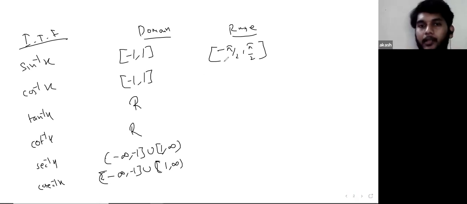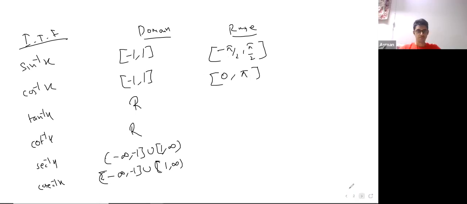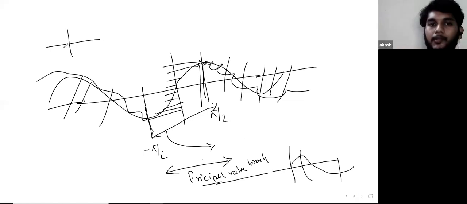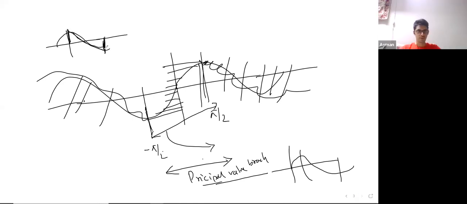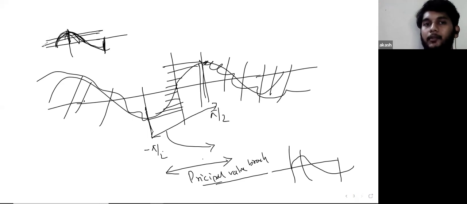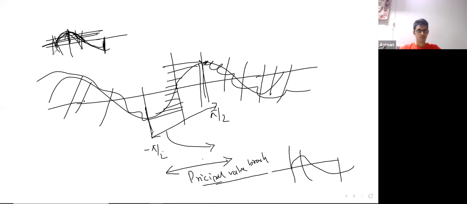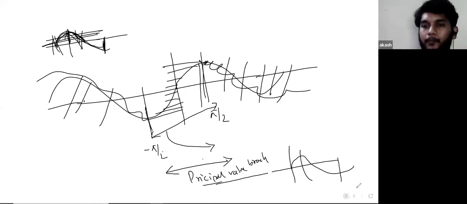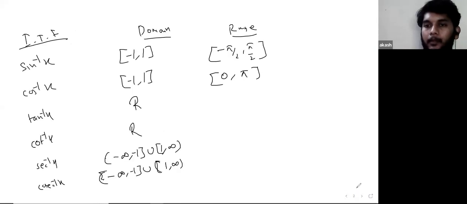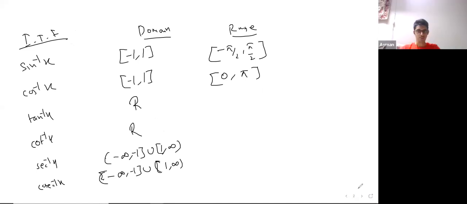And same for cos x, they said 0 to pi. Why so? If you remember the graph of cos x, this one is easier, from this to this. Because if you take from minus pi to pi, we have 2 x's for each value. So we can only take one. That is why they took 0 to pi.